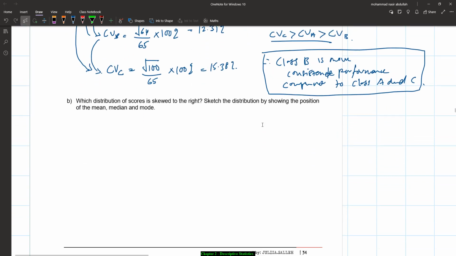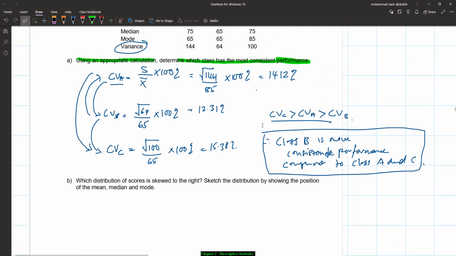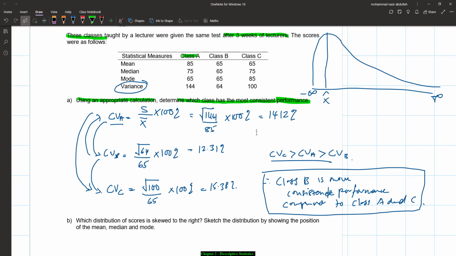Okay. So the next question is, which distribution of scores is skewed to the right? Sketch the distribution by showing the position of mean, median and mode. So skewed to the right, remember, macam ni bentuk dia. It's starting from negative infinity to infinity. So it's supposed to be mode is smaller than median, smaller than mean. So mean is the largest.